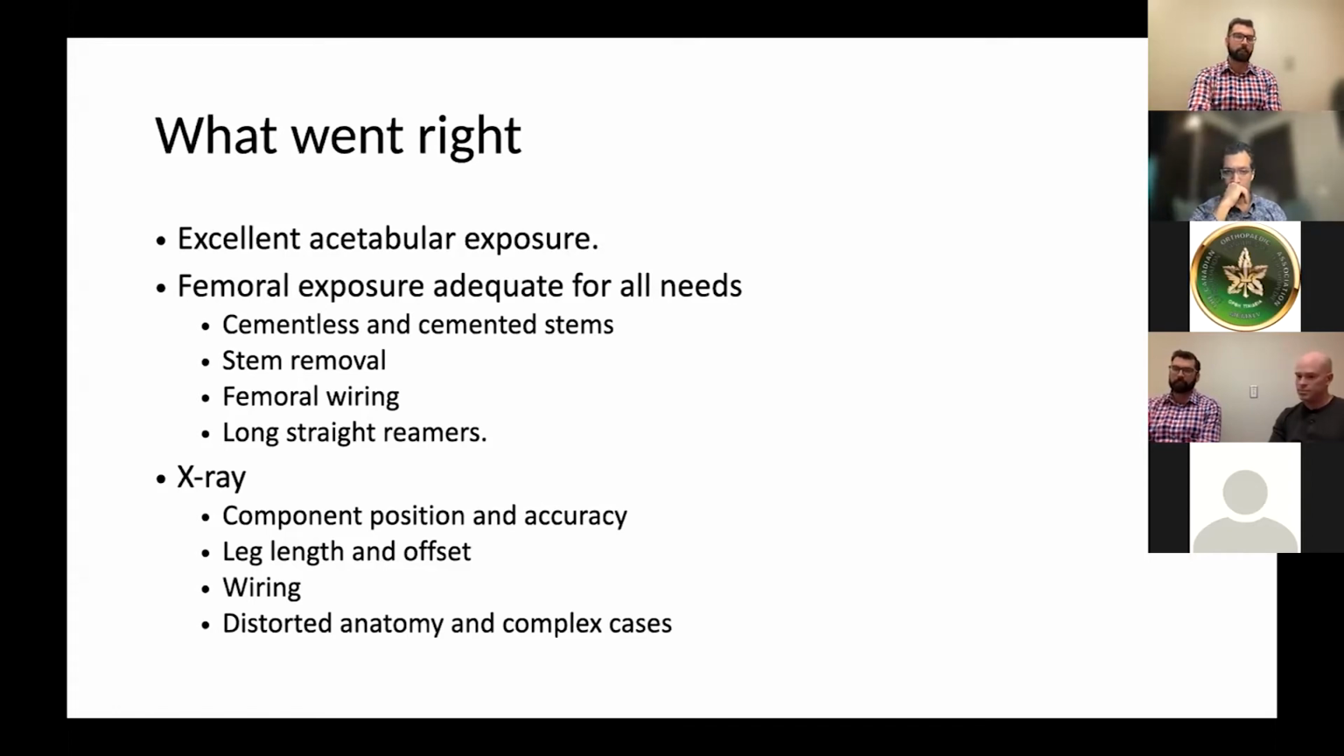We really like the X-ray. We like having the access to referencing component position, offset, leg length. I know we've talked about that, but especially in cases of distorted anatomy, such as say a dysplastic hip or a deep protrusio, which we've done several of. It's just really nice to know exactly where everything is, and at the end of the case, to be very satisfied that everything's as good as it can be, as Raj pointed out. It definitely helps with repairing fractures and yes, the complex cases, distorted anatomy.